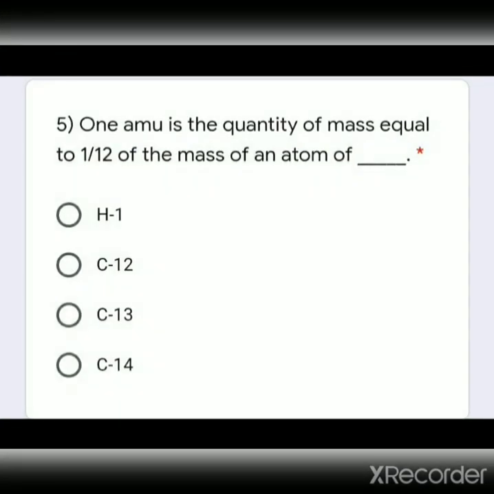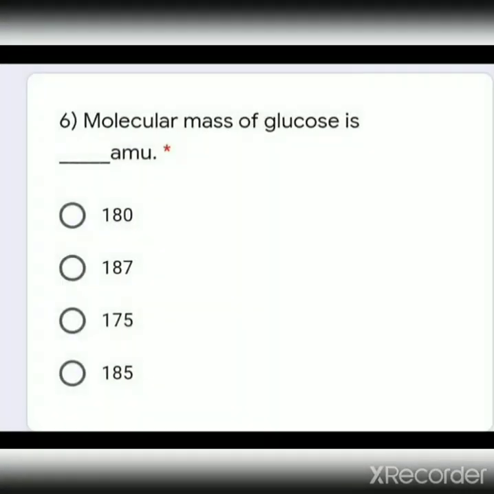Next question. 1 AMU is the quantity of mass equal to 1/12 of the mass of an atom of dash. It is the definition which we have already discussed in the case of AMU. In this, the quantity of the mass is compared with the mass of the C12 isotope. So this is the option which all of you have done correctly, that is a C12 isotope. Next question.